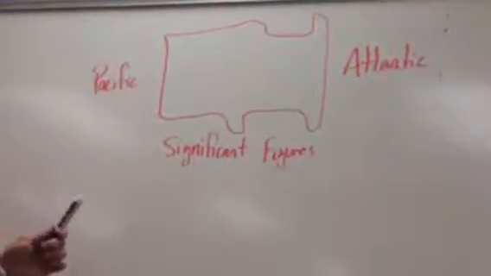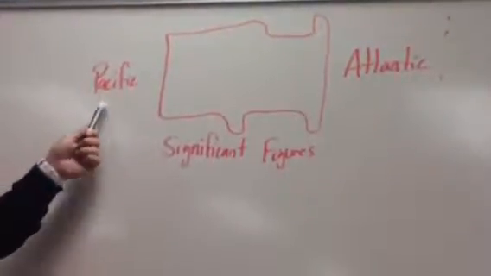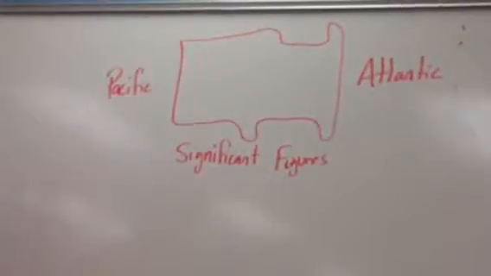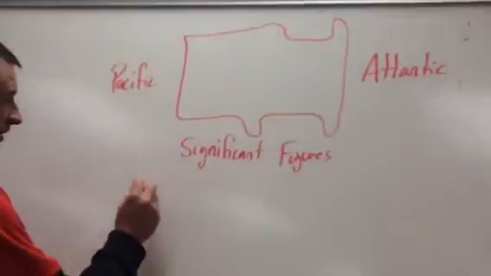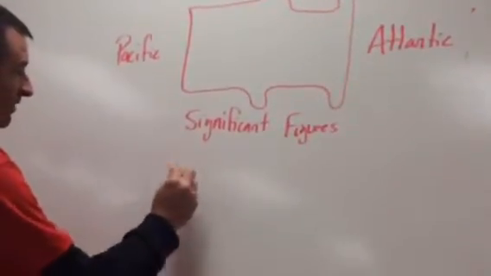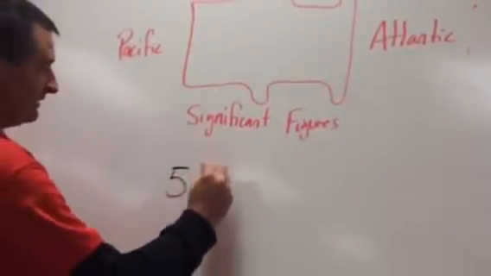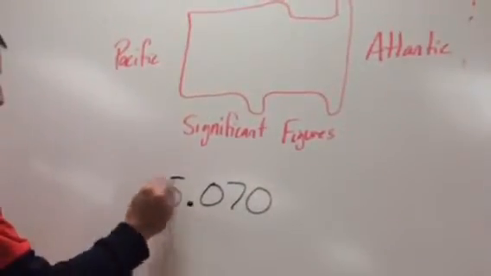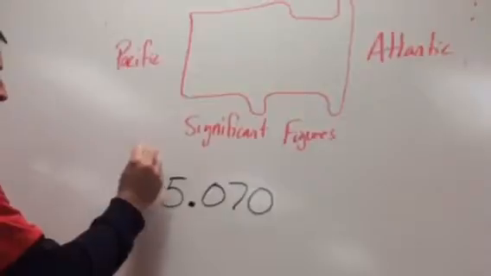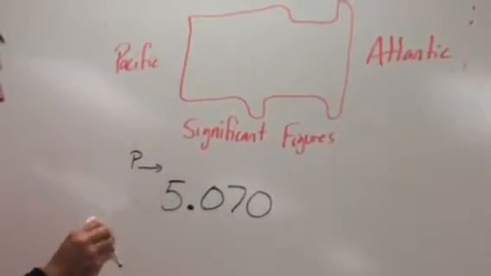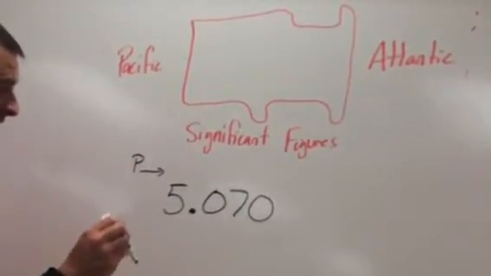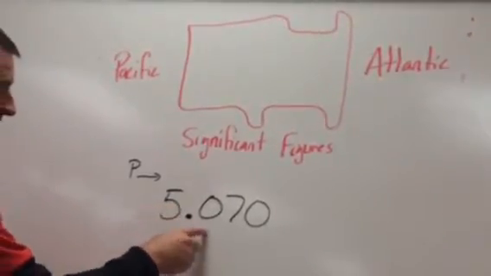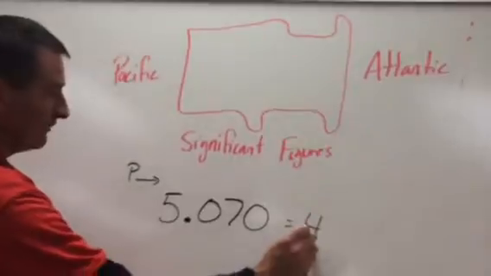If the number has a decimal point, then you're going to start on the Pacific side, because this is the Pacific side of the United States, and you don't start counting until you hit a whole number, and then you count the rest. So if you have 5070, because of the decimal point, you start on the Pacific side, and then the rule is you don't start counting until you hit a whole number. 5 is a whole number, and then you count the rest. So this number would have 4 significant figures.